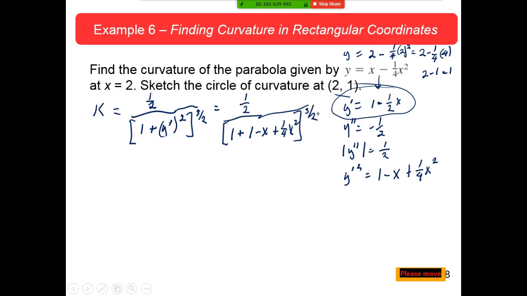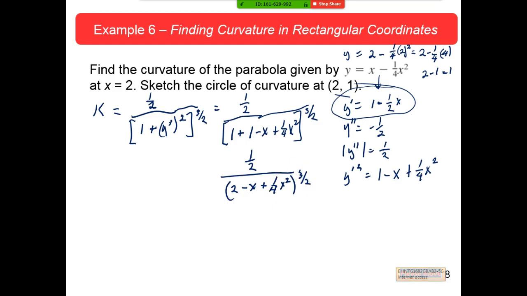Okay. Well, I can do that first part. 1 plus 1 is 2. I was practicing on that one. 1/2 over, well, okay, I'm going to do something else. Well, not yet. I'll wait and do that in a minute. This will be 2 minus x plus 1/4 x squared, raised to the 3/2 power.